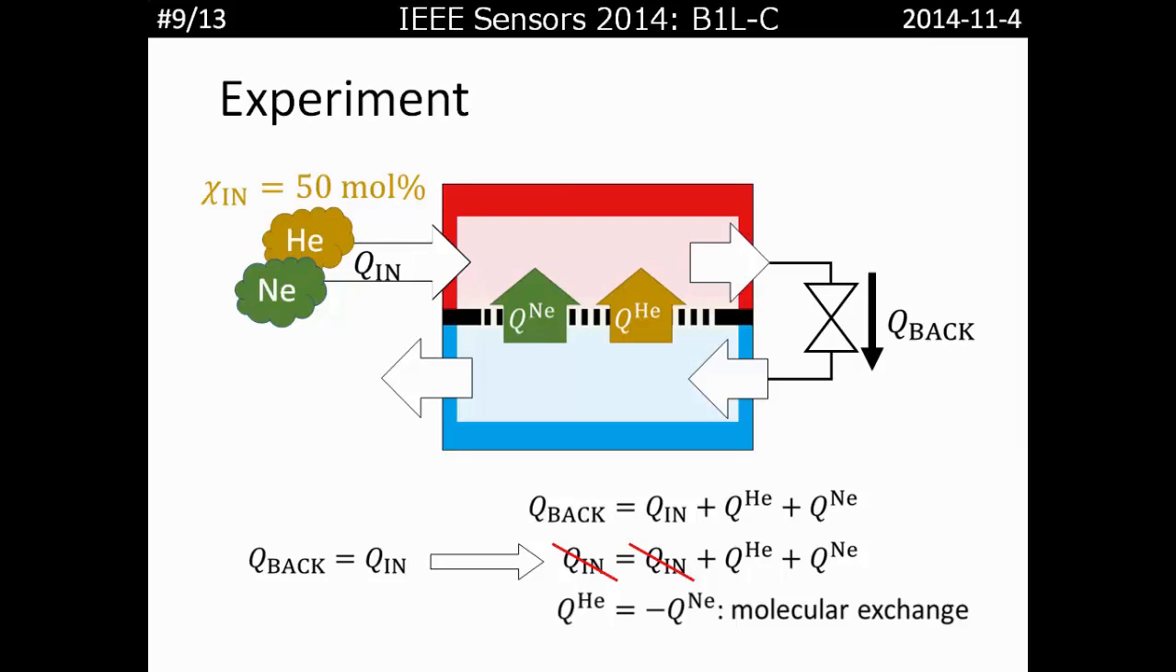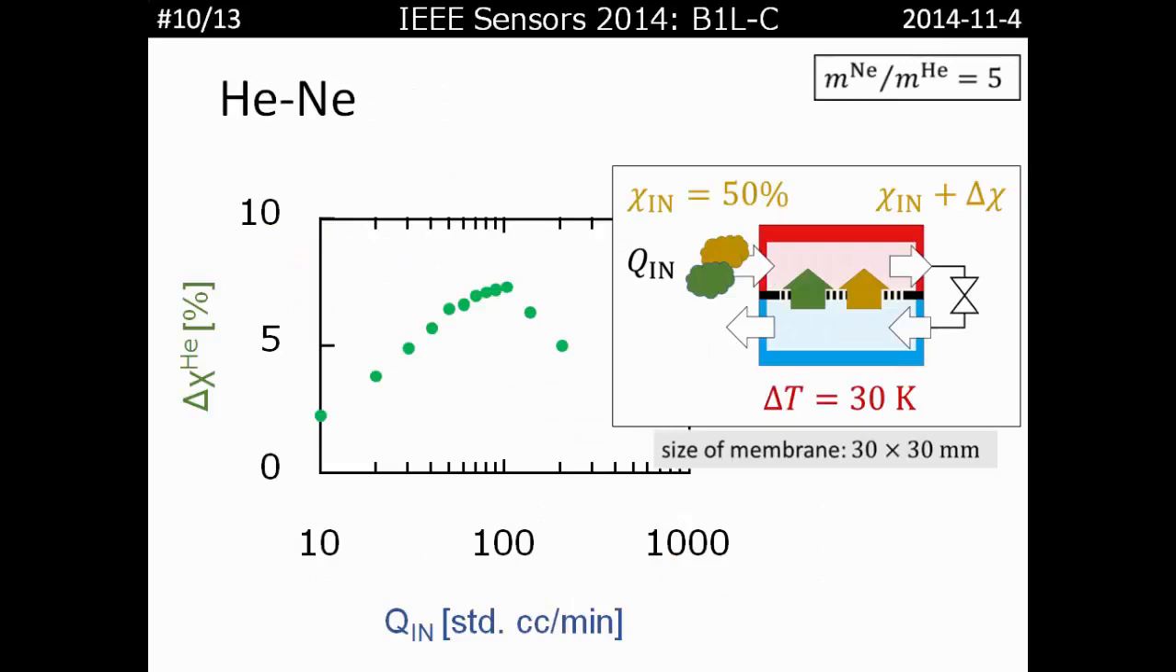Then, in order to know what happens in the device, we observe the concentration difference between the left end and the right end. The temperature difference is 30 Kelvin. This graph shows the concentration difference of helium gas against the flow rate of gas introduced into the device. As the concentration difference is positive, we can see that the helium gas is concentrated at the right end.